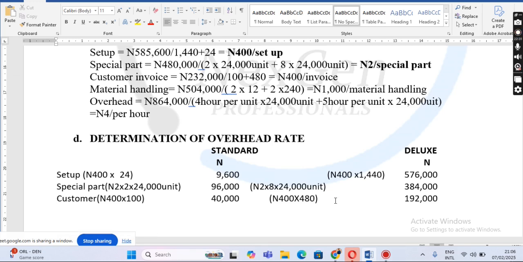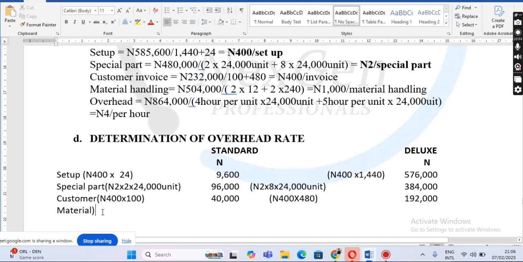We have material handling, right? Material handling. So you can see the material handling here. You can see that they attach material handling to something. That is why we will multiply by 2 times 12 plus 2 times 240.